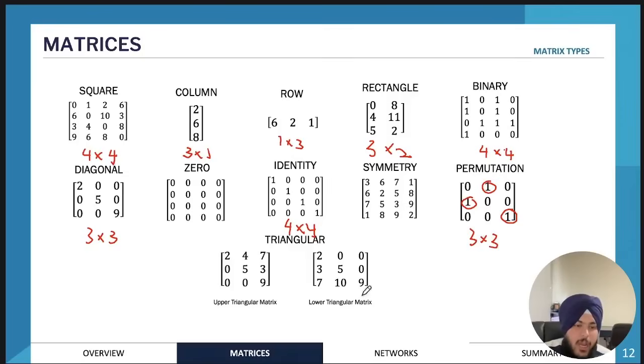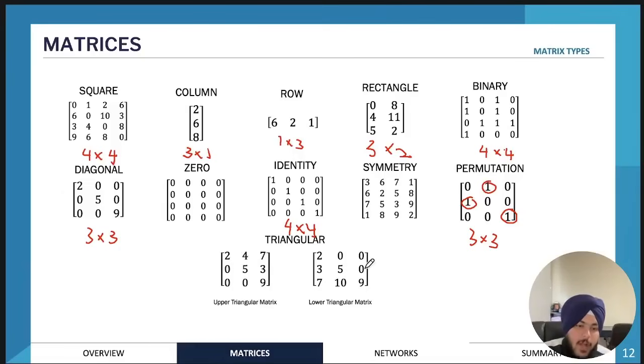And then we have the upper triangular and lower triangular matrix. These are pretty straightforward. An upper triangular matrix will only have numbers in the upper half. We have the leading diagonal, so it's sort of like a diagonal matrix, with numbers in the leading diagonal. In an upper triangular matrix, there will also be numbers in the upper triangle, so all numbers above the leading diagonal, and zeros for the lower part.